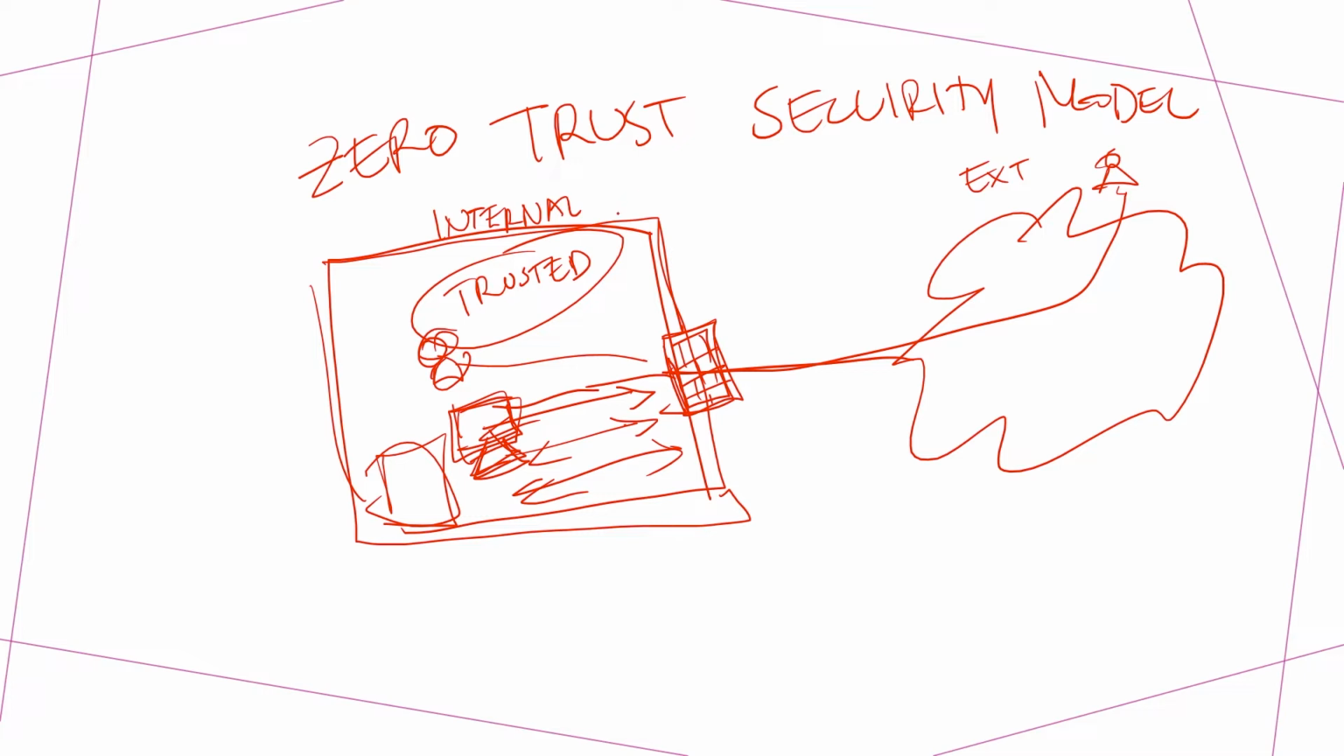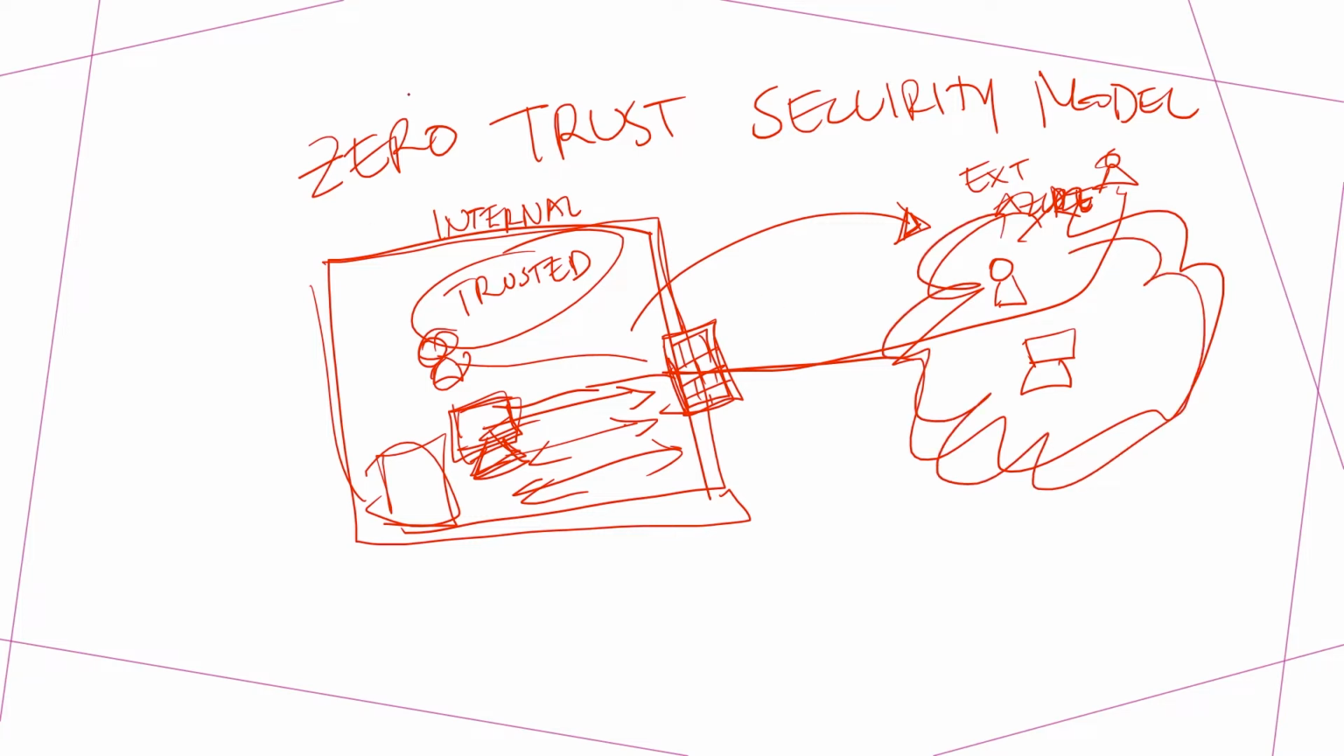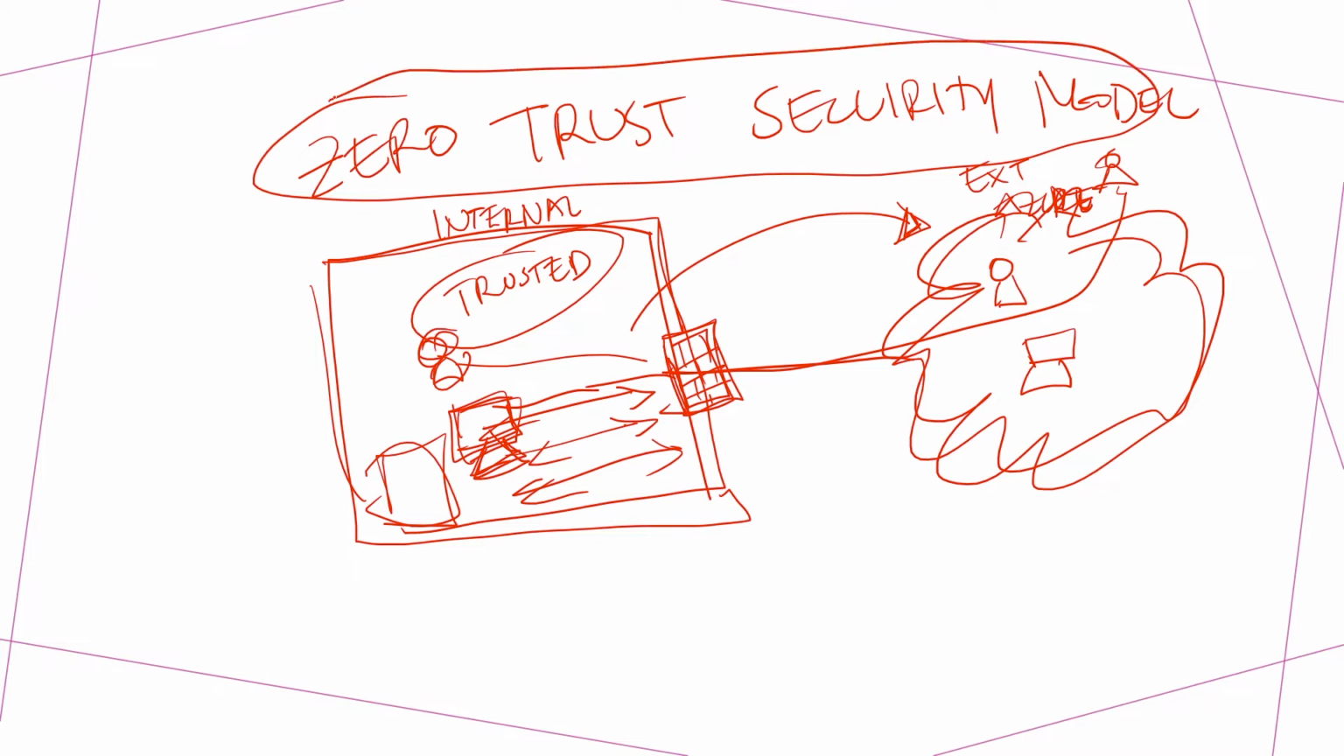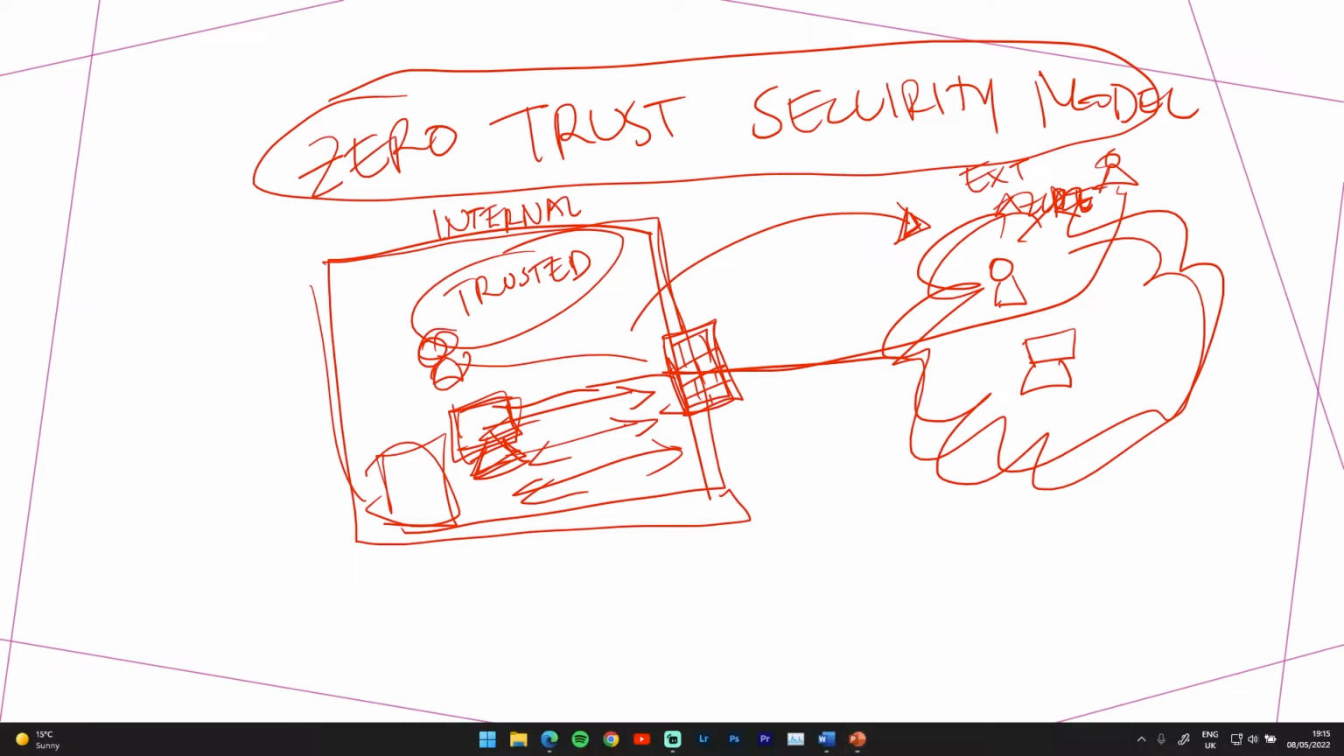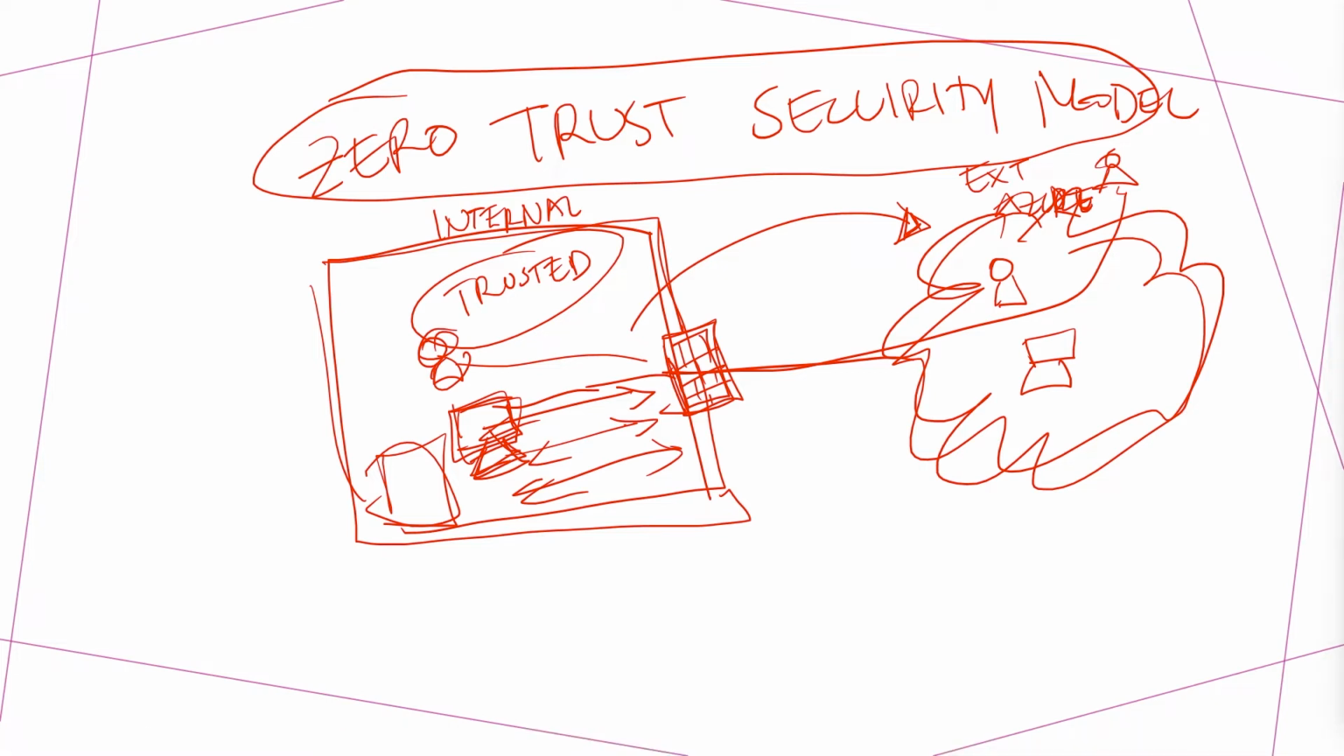So what happens now, since a lot of infrastructure is being moved into the cloud? Let's say this is now your Azure cloud. How are security engineers going to protect or harden the security model within your cloud infrastructure? That's where the Zero Trust security model comes in. So what is the Zero Trust model? Let me just clear this whiteboard.